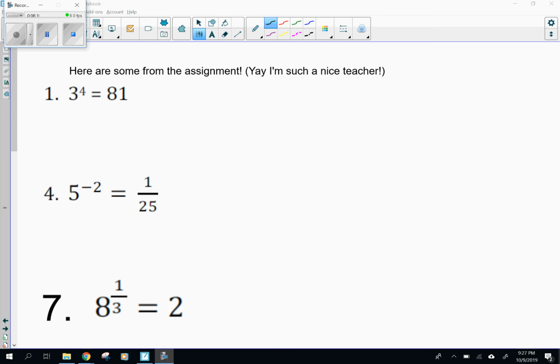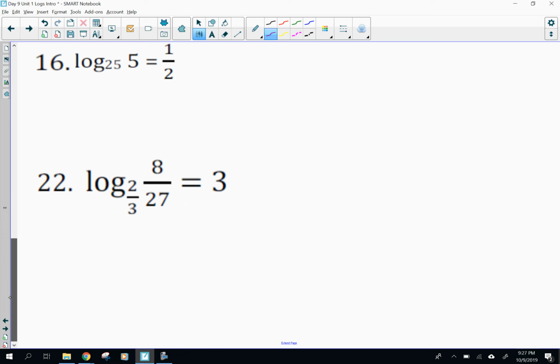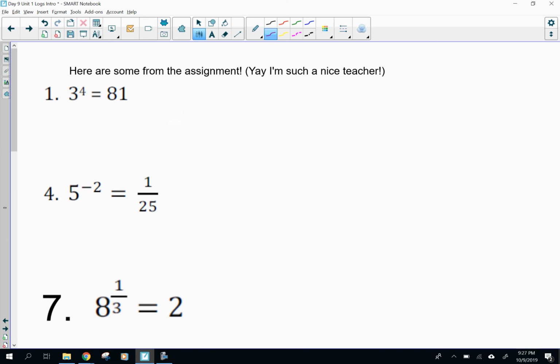And these are a few problems from the assignment. I'm only going to do a few of these because that's your job. It's just saying if it's in exponent form, write it in log form. So this one is just an exponent form. You write the word log and whoosh. Log base 3 of 81 is 4.